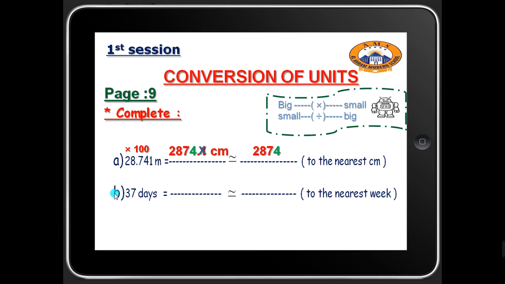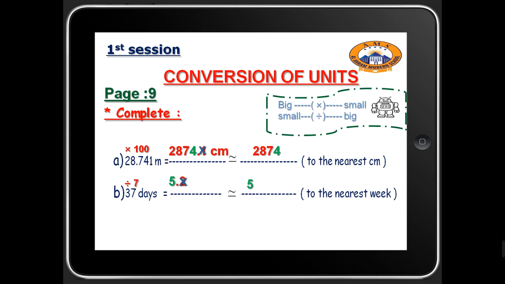Another example, from days to weeks. Day here is the small unit. We have two ways to solve this exercise. First, I can divide 37 days by 7. It will give me approximately 5 point something. So I will look at the 2. Is 2 strong or weak? Yes, 2 is a weak number, so I will cross it, and the answer is going to be 5 weeks.